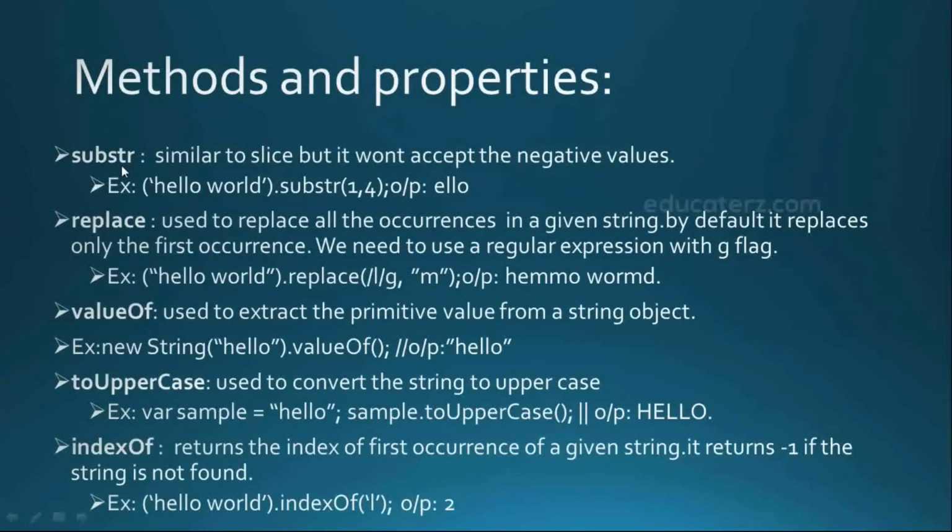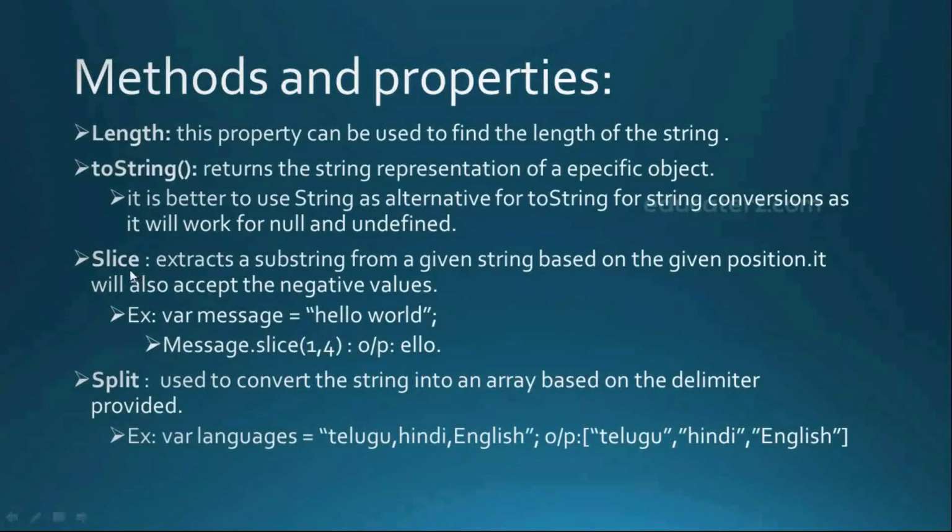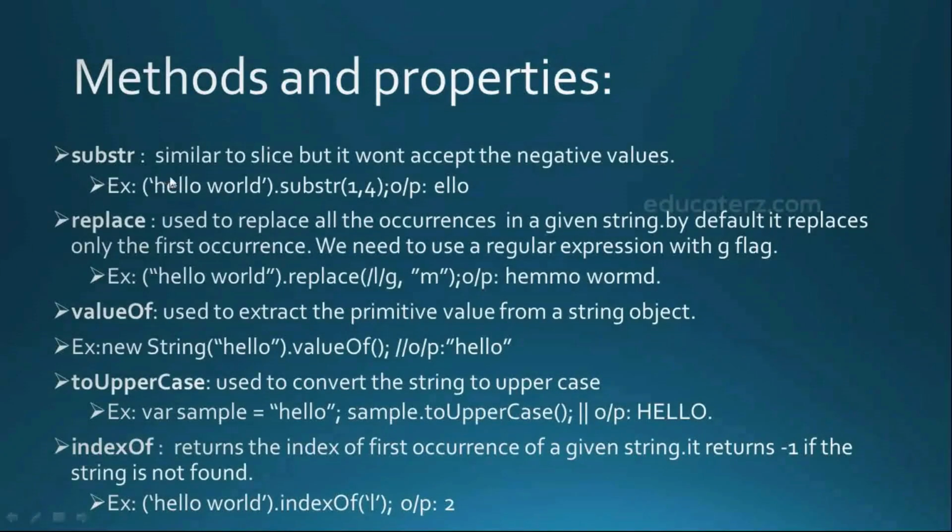Substr, which is a substring, is similar to slice, but it won't accept negative values. Here, the slice method will accept negative values. If you use a negative value, it will start from the end, not from the beginning. Whereas in the substring, you cannot use negative values. You can only use positive values. So this is the main difference between the substring and the slice.